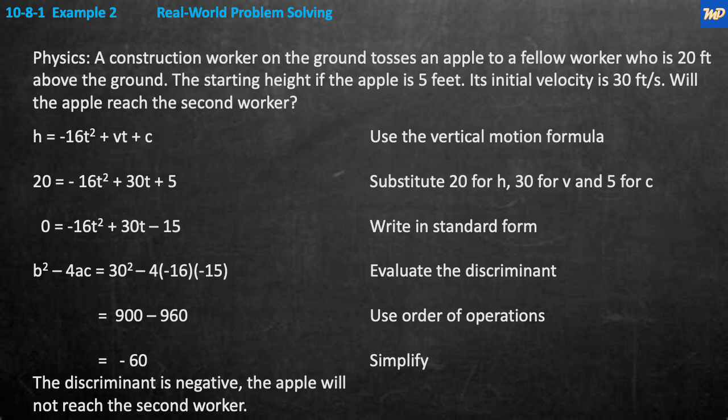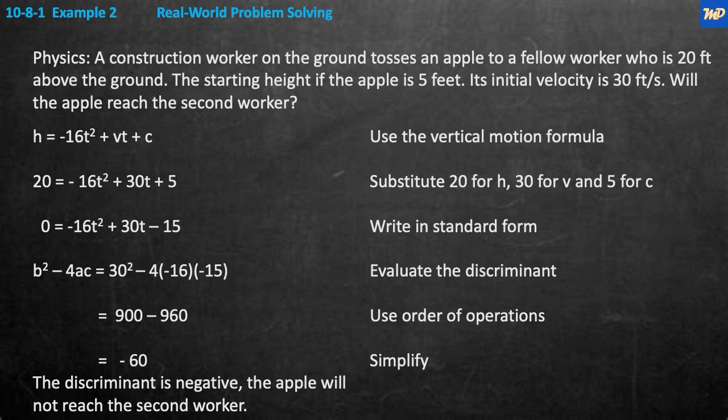A construction worker on the ground tosses an apple to a fellow worker who is 20 feet above the ground. The starting height of the apple is 5 feet. Its initial velocity is 30 feet per second. Will the apple reach the second floor worker? Well, if we look at this, we're going to try to fill in. And what do we need to fill this in?